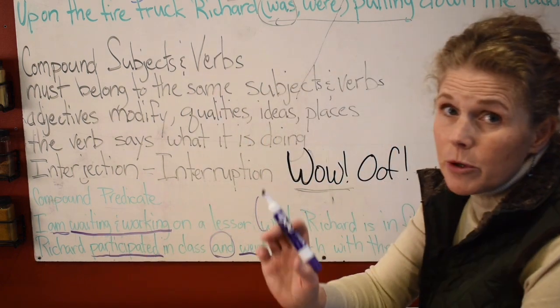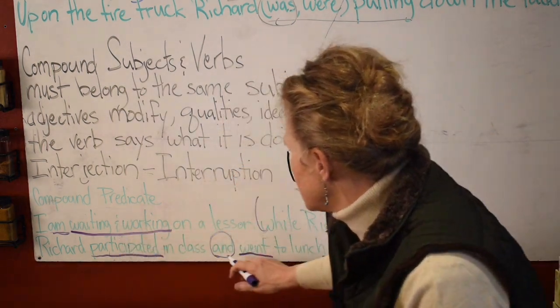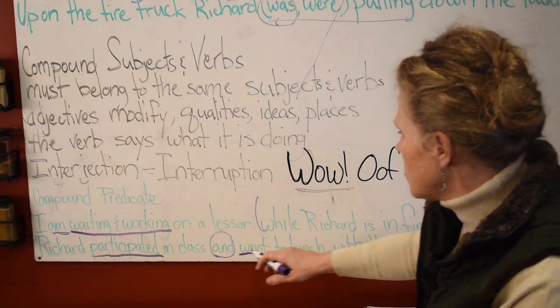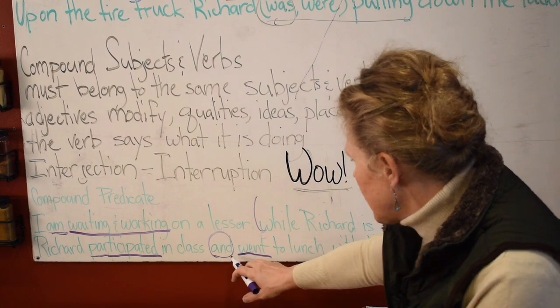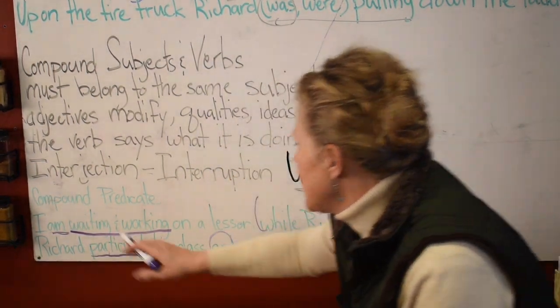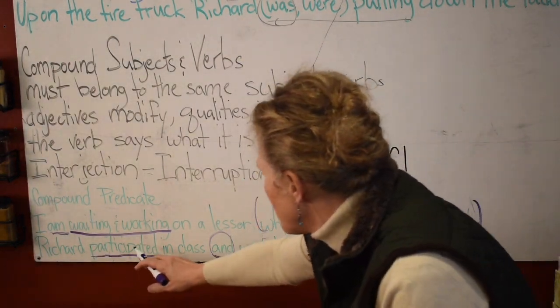And I will abbreviate to keep space. I will abbreviate your ands. I didn't in this one, but this is the same symbol as and, so you guys can use those. You shouldn't if you're writing for something though. You should spell it out. So these are Richard participated and Richard went. Okay, those are your simple predicates.